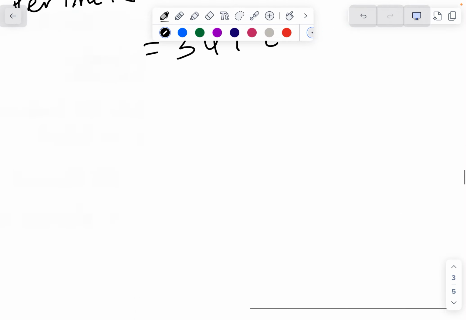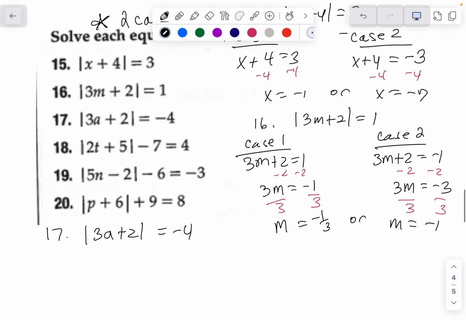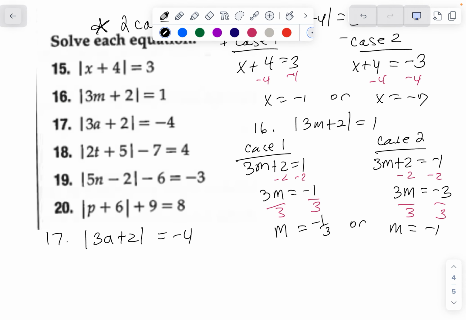But the thing that you really want to notice about 17 is we're saying that a positive is equal to a negative. And that doesn't happen. There's no solution, so you don't have to go any further. You just write the words no solution. You can even write the empty set if you have the urge to write it like that. If you went and plugged it back in, you end up getting a positive equals a negative every time, and it just doesn't work, okay?